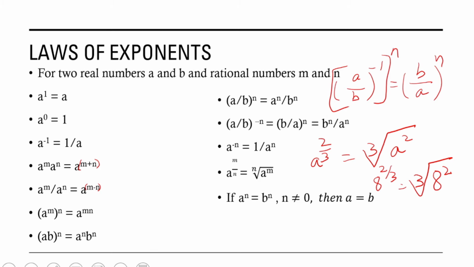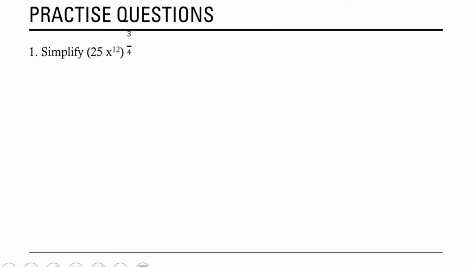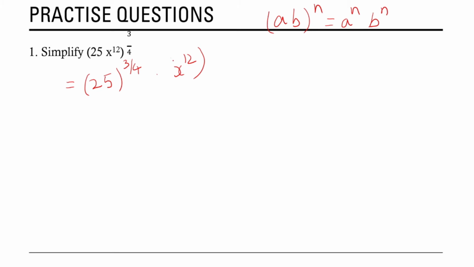Now we will see few problems using these laws. The first one is, simplify 25 into x raised to 12 the whole raised to 3 by 4. We know ab the whole raised to n is equal to a raised to n, b raised to n. So using that property, I am simplifying this. So 25 into x raised to 12, the whole raised to 3 by 4 is 25 raised to 3 by 4 into x raised to 12, the whole raised to 3 by 4.